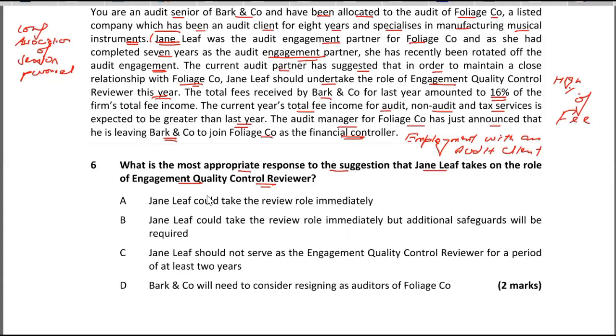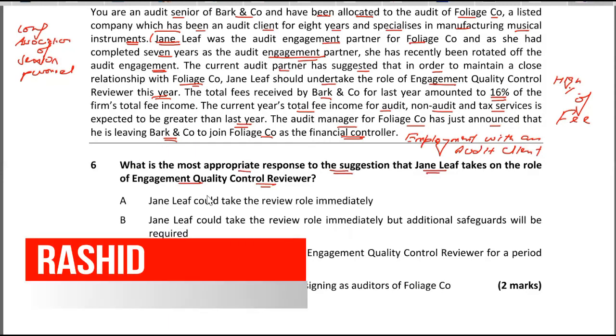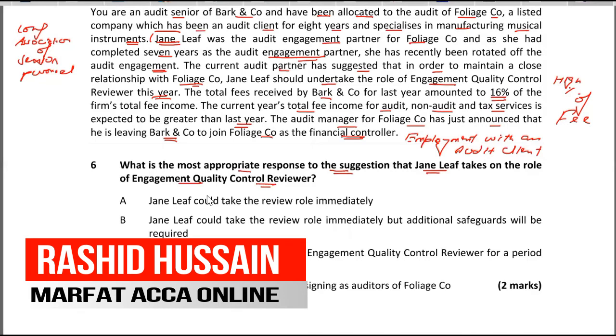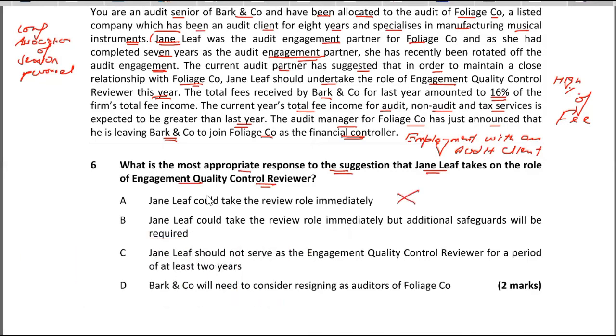Which is the most appropriate response to the suggestion that Jane Leaf takes on the role? Jane Leaf could take the review role immediately. What do you think? No, she shouldn't, because she has already done the audit. Now she cannot do any assurance work. Jane Leaf could take the review role immediately, but with additional safeguards. No, she can't. Jane Leaf should not serve as the engagement quality reviewer for a period of 2 years. Yes, because she should be rotated off for at least 2 years, as she has already completed the tenure of 7 years.